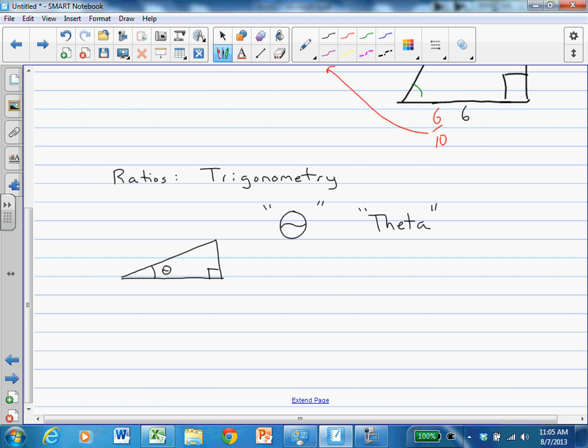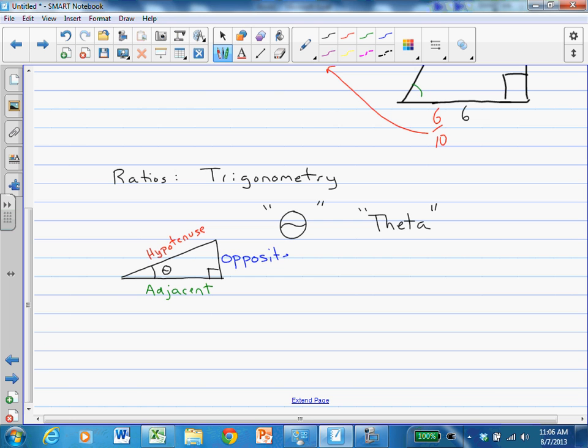Now, in this right triangle, the side that's the longest, across from the right angle, is called the hypotenuse. The side that's right next to our theta, we call that the adjacent, because it's adjacent to the angle. It's adjacent to the angle and it's not the hypotenuse. The one that's across from theta, we call that the opposite, because it's the opposite side.